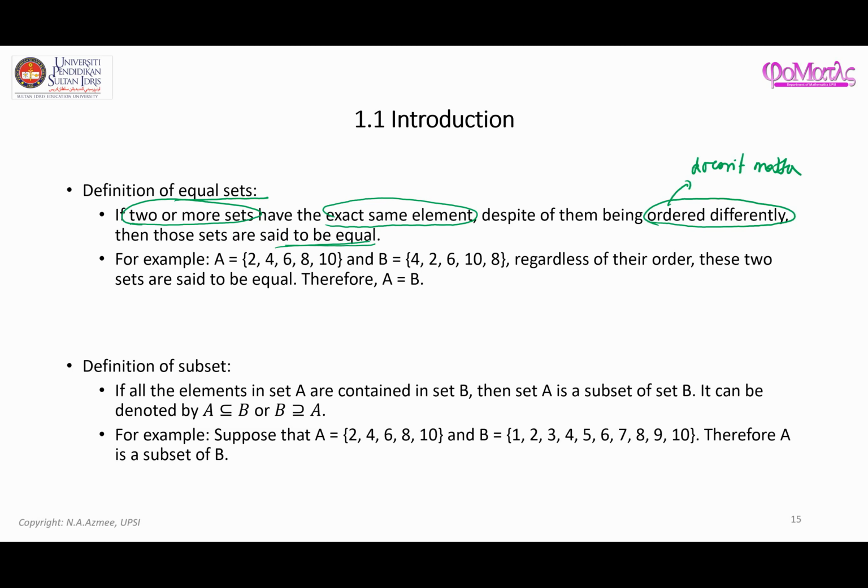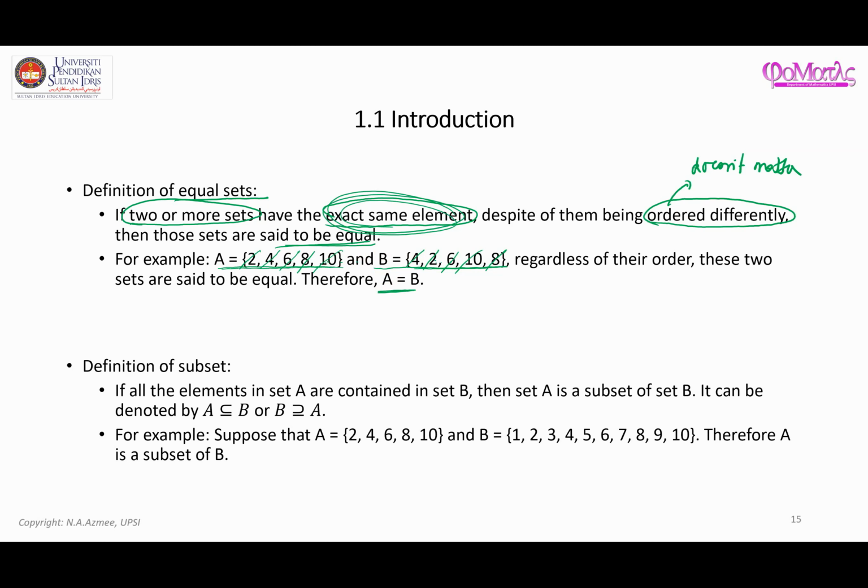So for example, here we have set A. So A is 2, 4, 6, 8, and 10. And we've got another set here, set B. So we've got 2 and 2, 4 and 4, 6 and 6, 8 and 8, 10 and 10. So they have the exact same elements, but they are ordered differently. Again, the order doesn't matter, and we will say that the two sets here, A and B, are equal.